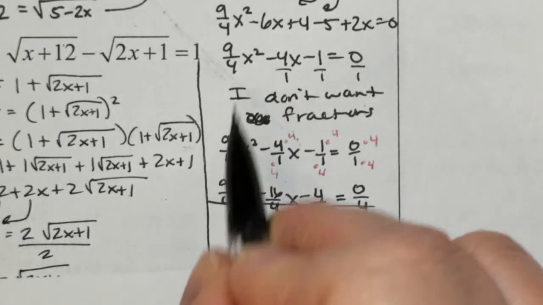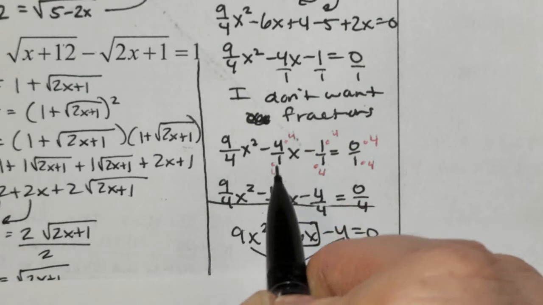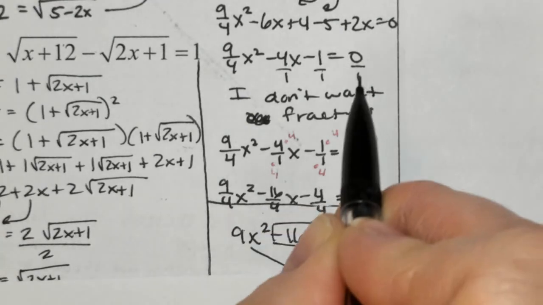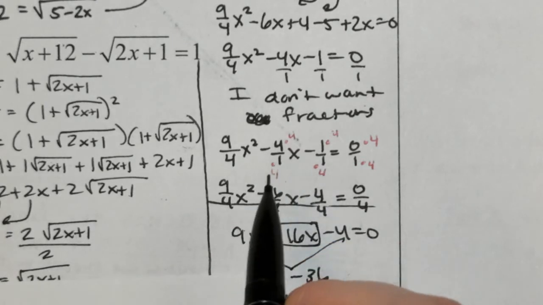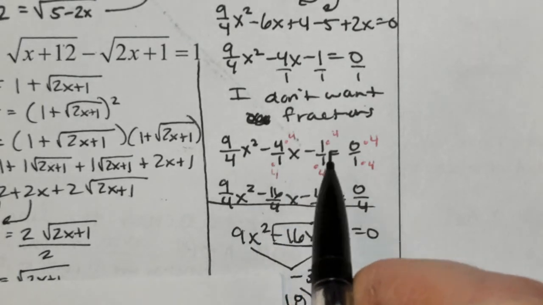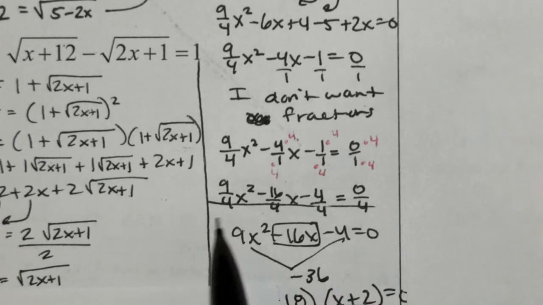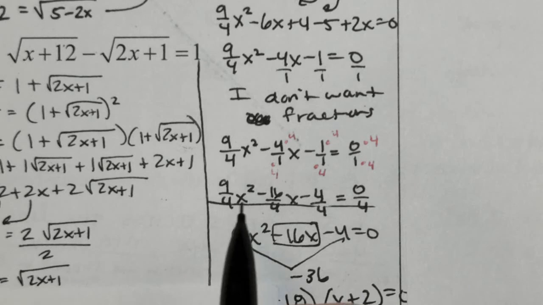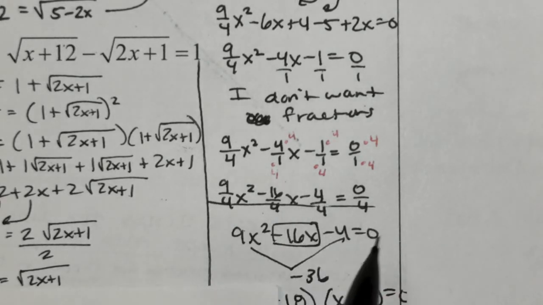Now, I don't want fractions again. Let's find a common denominator of 4. Times 4, times 4, times 4, times 4. So I have 9 fourths x squared minus 16 over 4x minus 4 over 4 equals 0 over 4. With an equation, when the denominators are all the same, I wipe them out, and I have 9x squared minus 16x minus 4 equals 0.